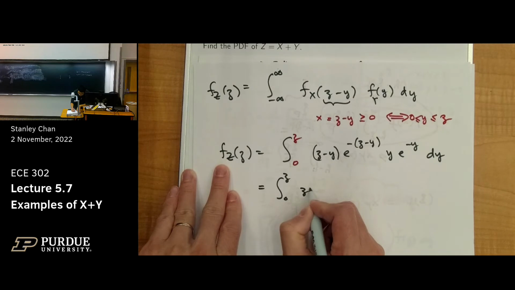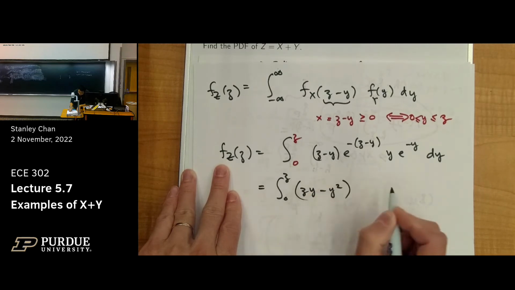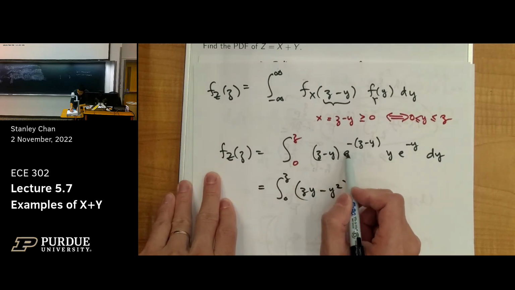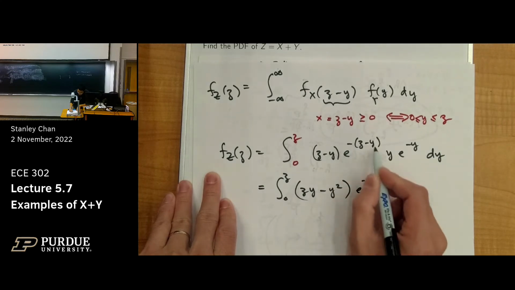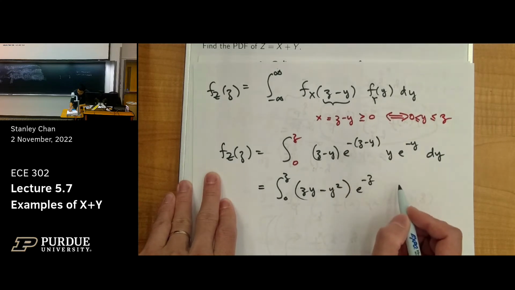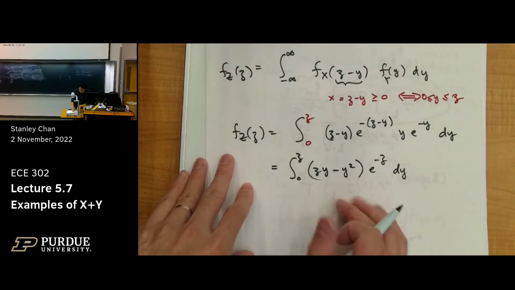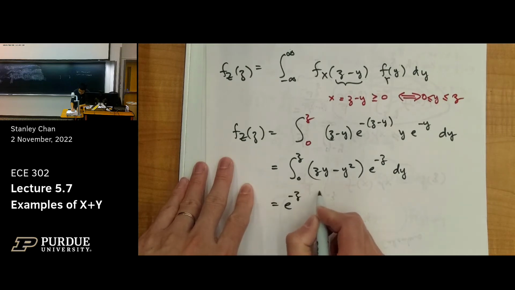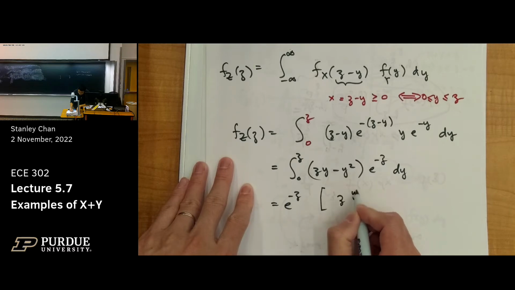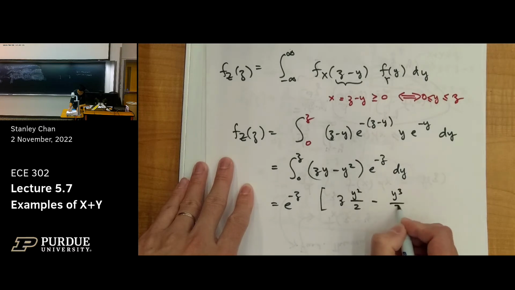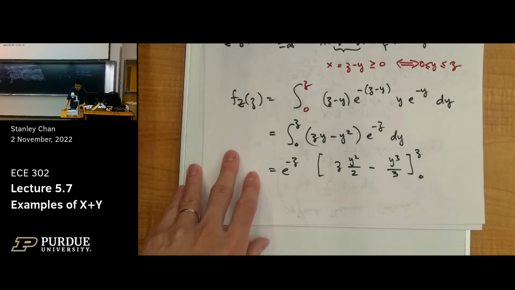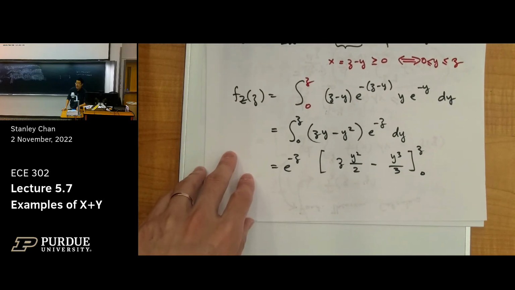So you have z y minus y squared, and then you have what? e to the power minus z, and then e to the power y times e to the power minus y, so they cancel. Okay, so now you have this integral, and then you have e to the minus z coming out, and then the integral would just be z times y squared divided by 2 minus y cubed divided by 3, from 0 to z. I hope I'm right. That's the integral.